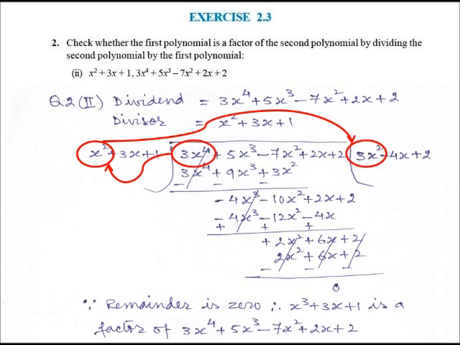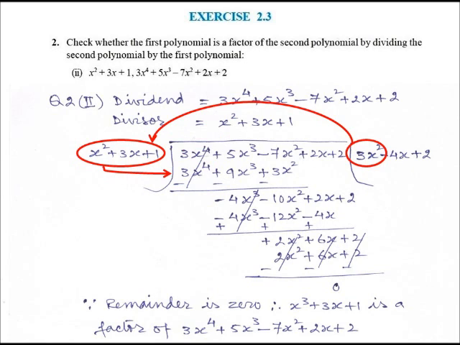Now we will divide the highest term of the dividend, that is 3x to the power 4, by x square. That is the highest term of the divisor. When we divide, we get 3x square. This term will be kept in the quotient column.